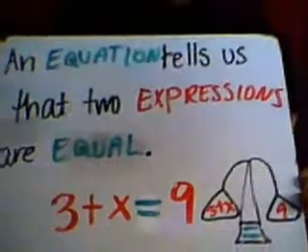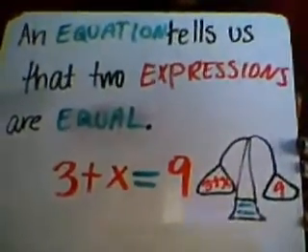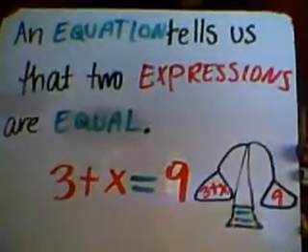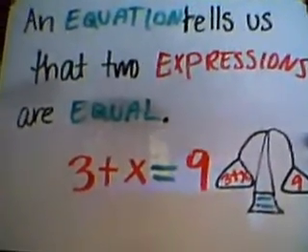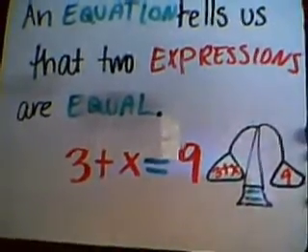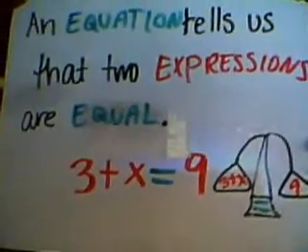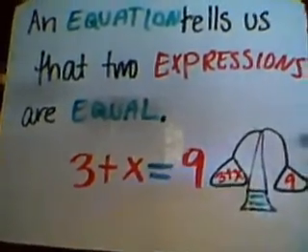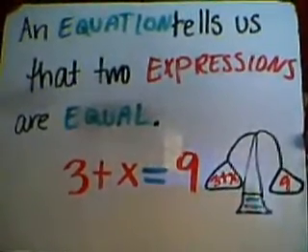Okay? What does an equation tell us? An equation basically just tells us that two expressions are equal. So if I have 3 plus x on one side of my balance and 9 on the other side of my balance, and they're equal, they're balanced out, what must x be in order for this scale to be balanced? Okay? Make sure you write down this definition.